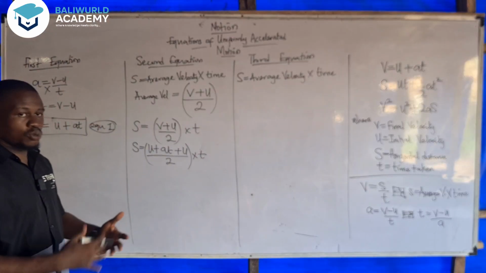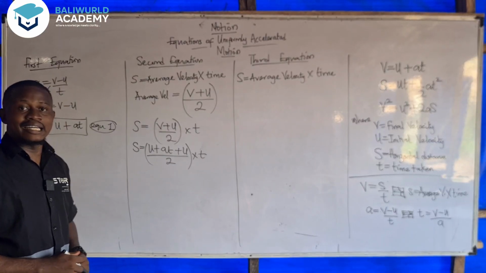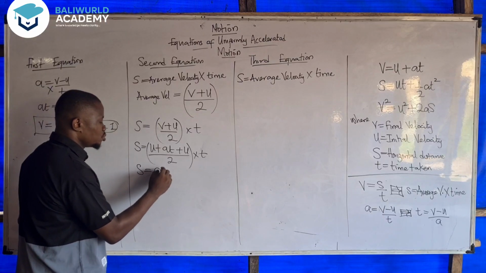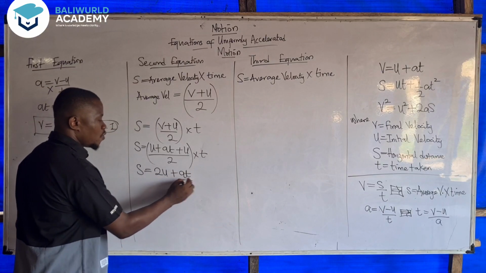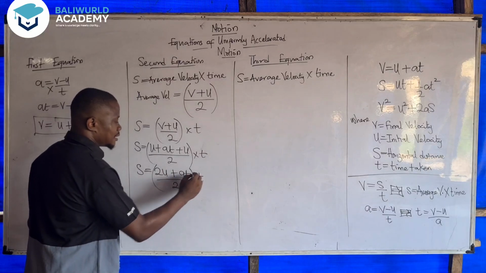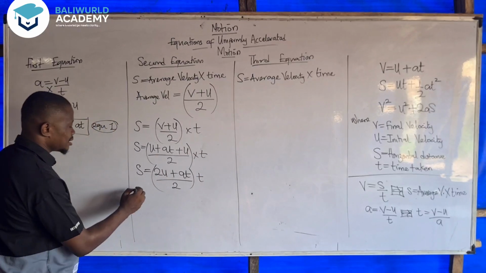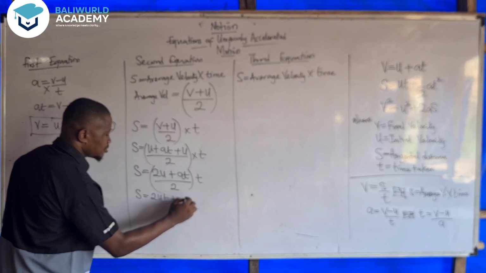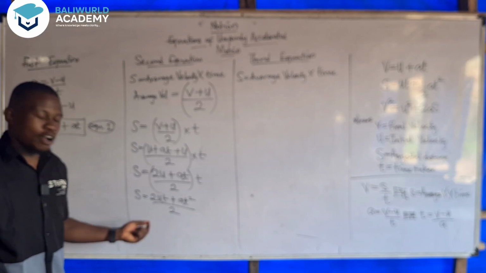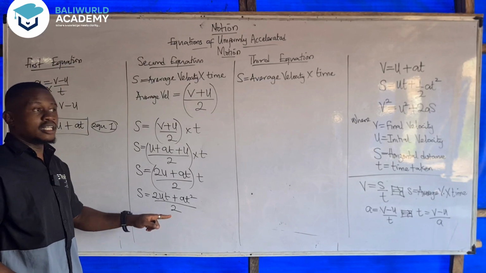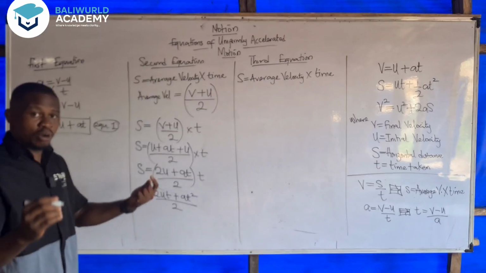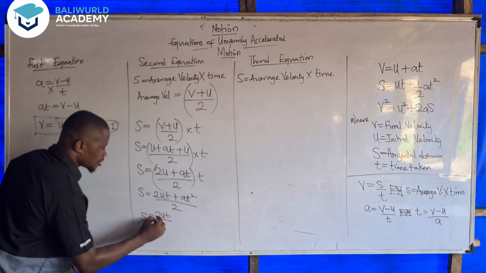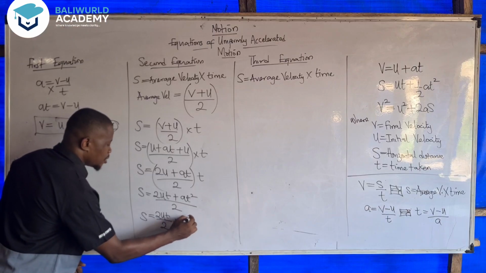Now remember, collect like terms. U and U are in the same equation, so we say U plus U to give us 2U. Now S becomes 2U plus AT, all divided by 2 multiplied by time. Now we open up this bracket by writing it as S equal to 2UT plus AT square, all divided by 2. Now if I spread out this denominator, which is 2, I can have S equals 2UT divided by 2 plus AT square divided by 2.